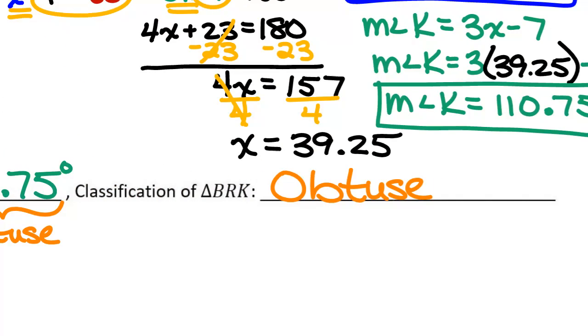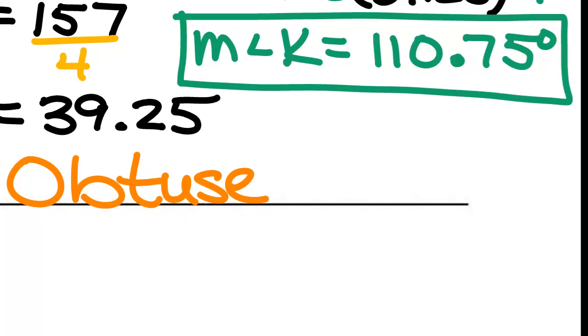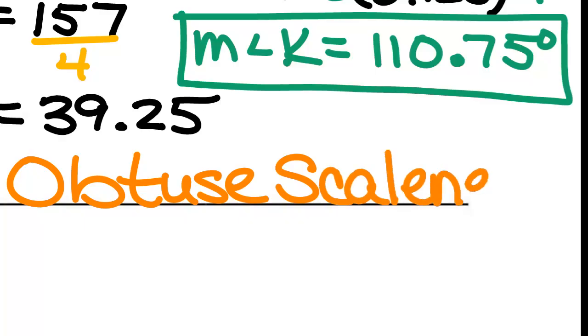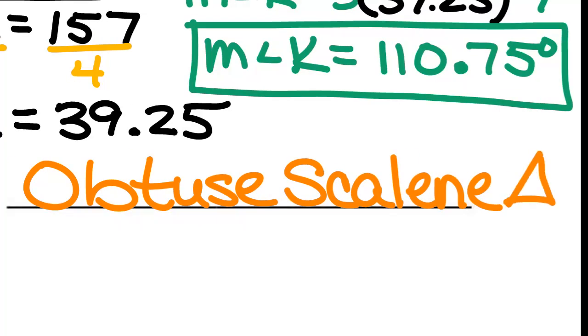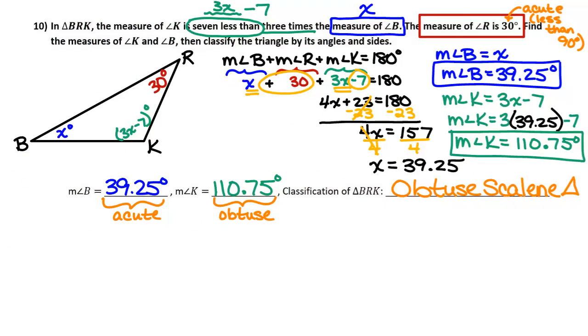That's one piece of the classification. That's classifying it by its angles. Now we have to classify it by its sides. My choices there are equilateral, isosceles, and scalene. Scalene, why? Yep. All the angles are different, so that means all the sides are different. And when all the sides are different, that is a scalene triangle. So it's an obtuse scalene triangle.